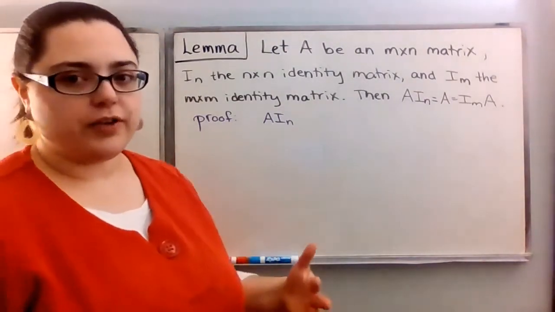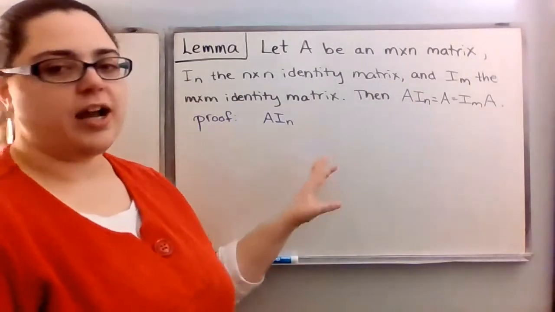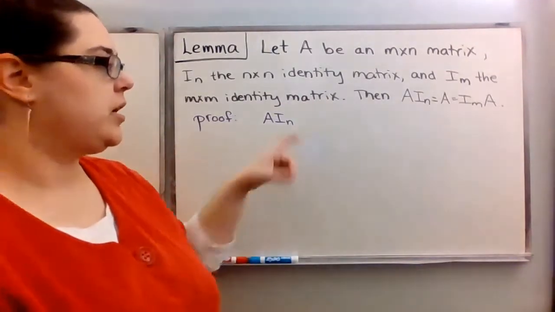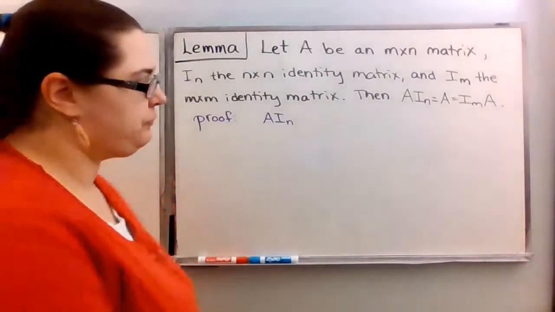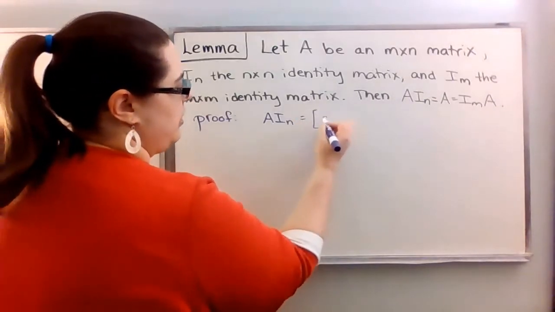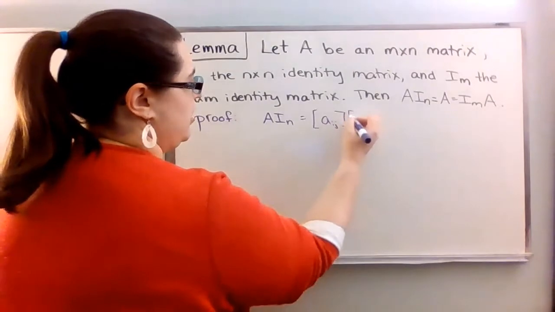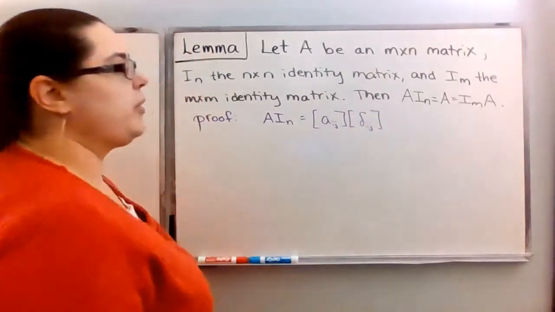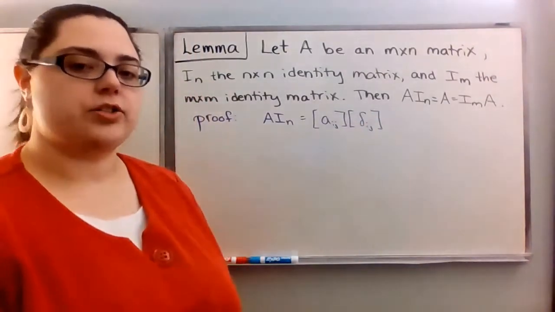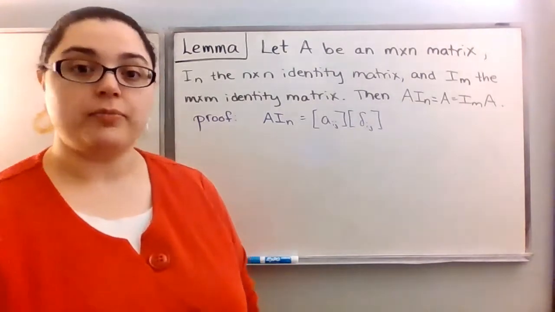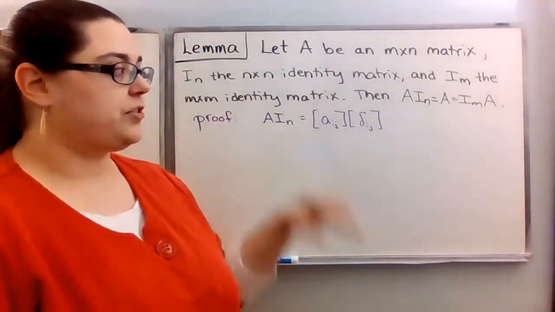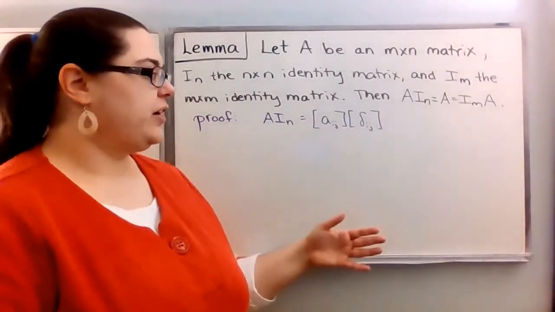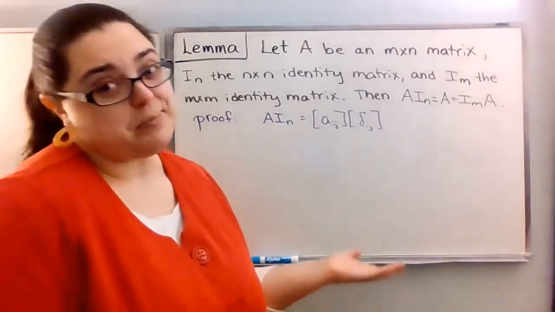And as we've been doing often in our proofs, let's write this in terms of its ijth elements. Ultimately, our goal is to show that the ijth element of this product will be the same as the ijth element of A. So this is going to be Aij times, and I'm going to use the Kronecker symbol here, delta ij. Remember that the Kronecker symbol is going to be 0 if i and j are different, and 1 if i and j are the same. That's because our identity matrix had zeros everywhere except along the main diagonal, when the row and column were the same.